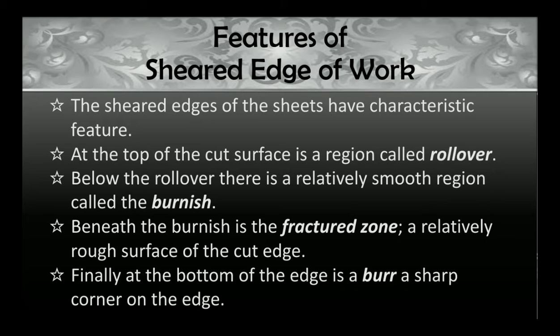Just below the rollover is a relatively smooth region called the burnish. This results from penetration of the punch into the work before fracture begins. Beneath the burnish is the fracture zone, a relatively rough surface of the cut edge where continued downward movement of the punch caused the fracture of the metal. Finally, at the bottom of the edge is a burr, a sharp corner on the edge caused by elongation of the metal during final separation of the two pieces.